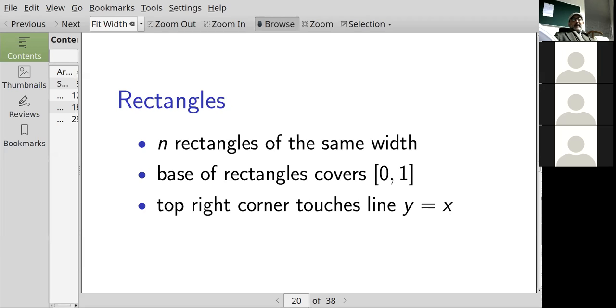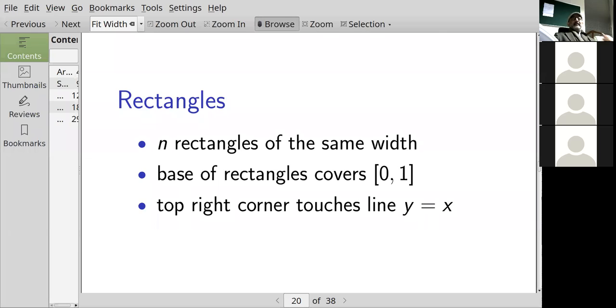Okay? And the way I'm going to draw my rectangles is this. The base of the first rectangle runs from 0 to 1 over n. The base of the next rectangle runs from 1 over n to 2 over n. The base of the next one runs from 2 over n to 3 over n. All the way up to the last rectangle, which has a base from n minus 1 over n to n over n, which equals 1. So that's the base of each rectangle.